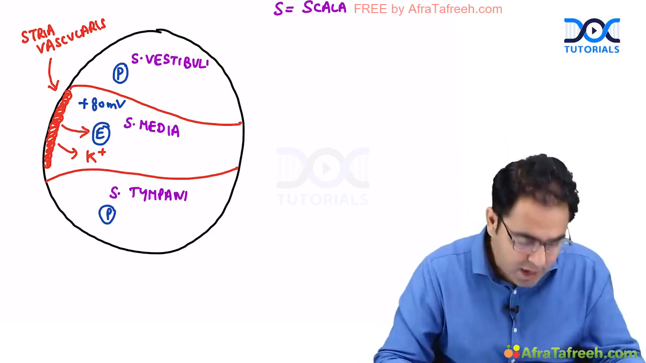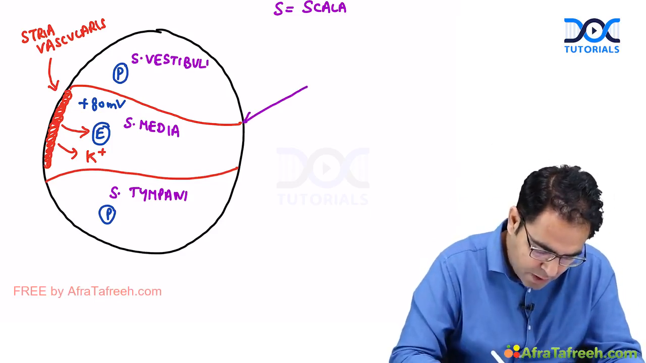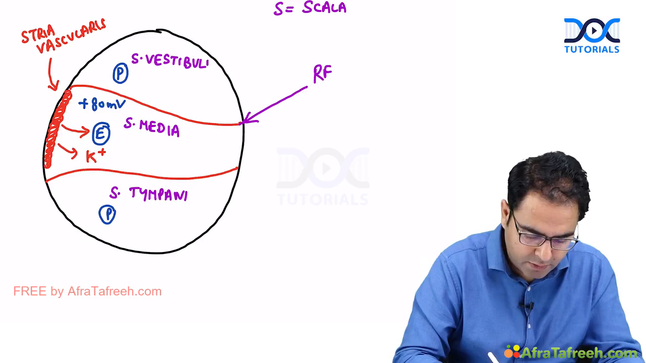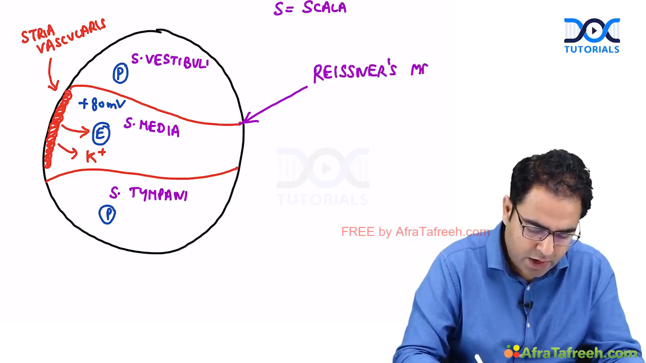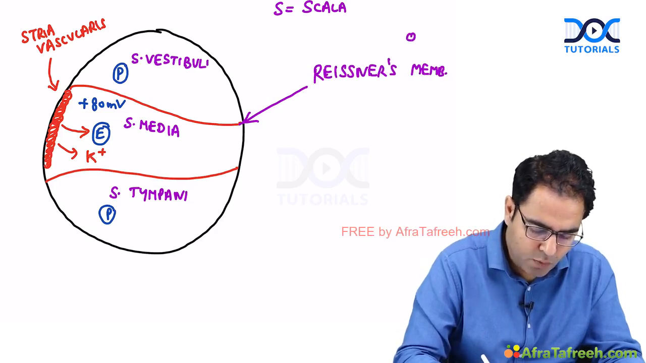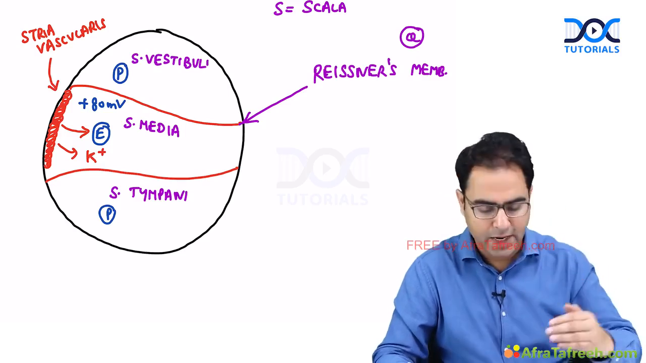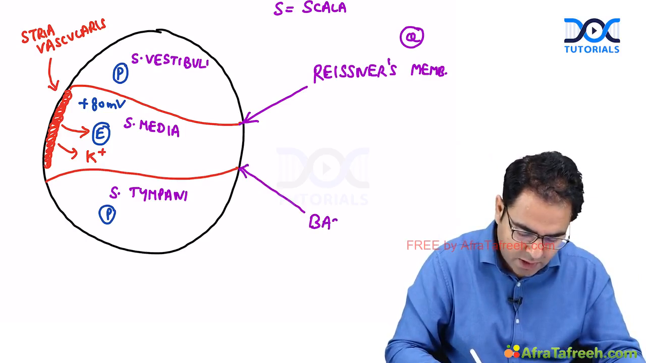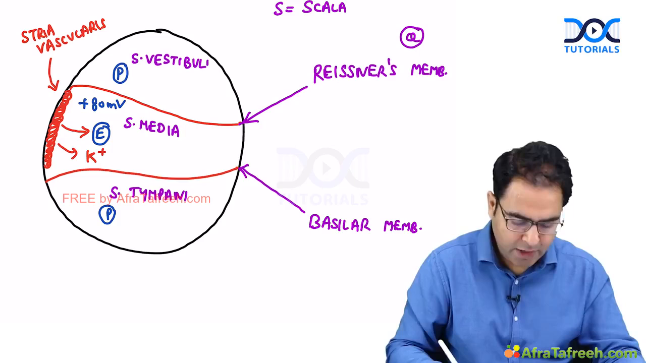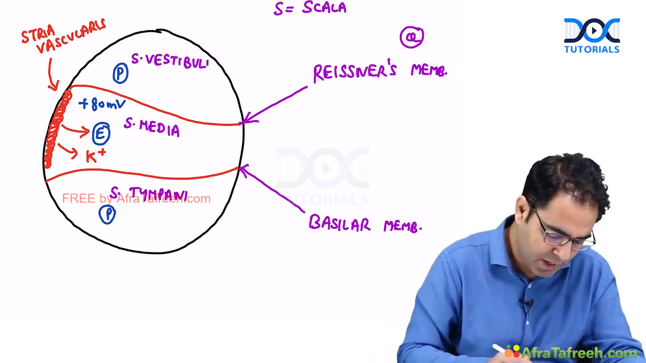Okay. Let us label the membranes better. Now, this membrane is called Reisner's membrane. Very popular question. Reisner's membrane separates what and what? Reisner's membrane separates scala vestibuli from scala media. Then comes this membrane. This is called the basilar membrane. The basilar membrane separates scala media from scala tympani. Am I clear? Scala media and scala tympani.